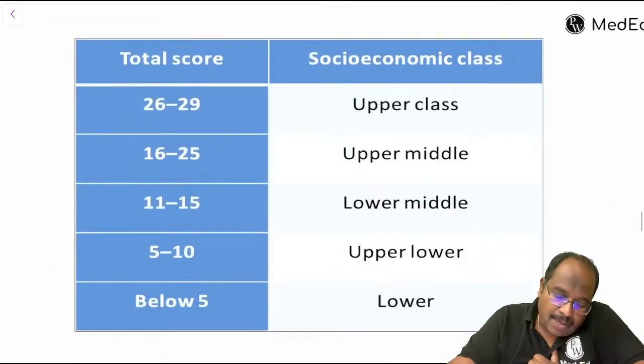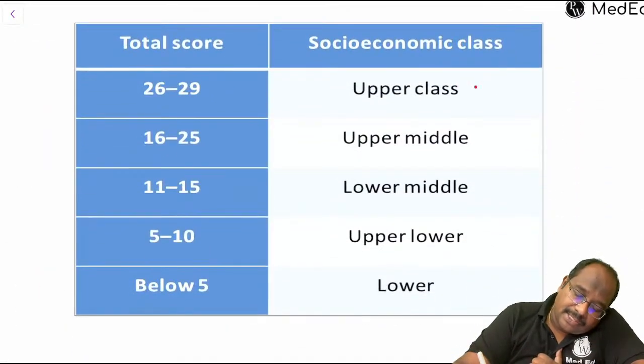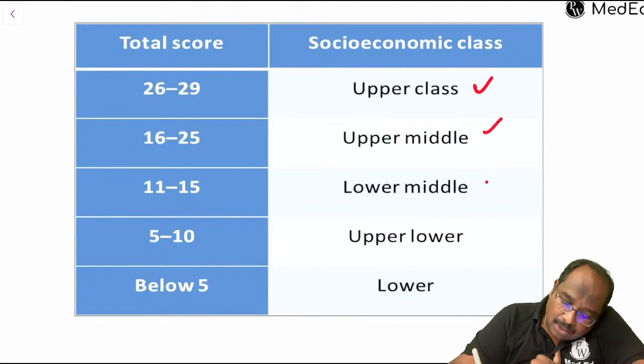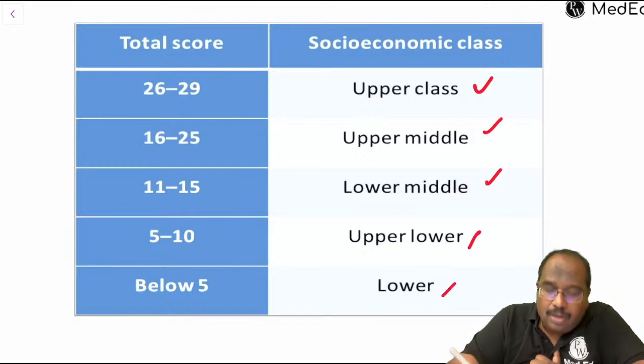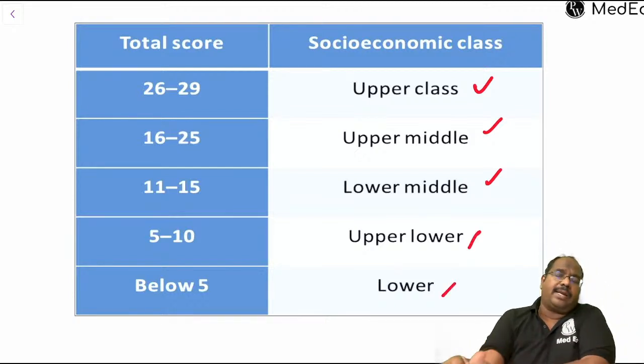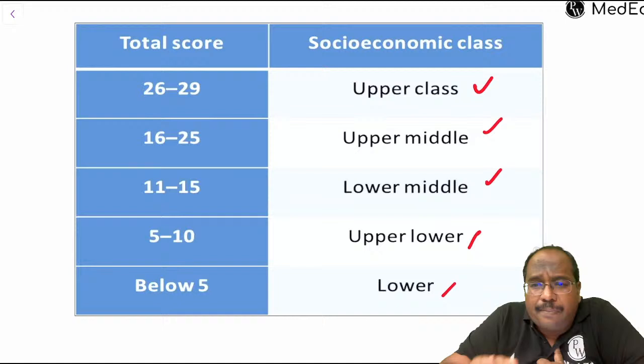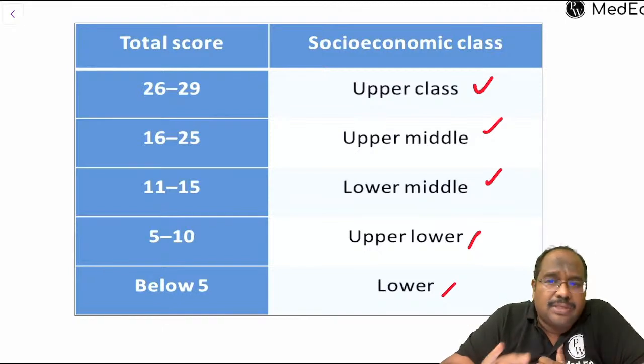Based on this, you can say whether the person is upper class, upper middle, lower middle, upper lower, or lower. You can categorize them. This is the socio-economic status classification, which you are supposed to do, or at least should know. Whether you are doing it or not is a different story, but you should know, guys.